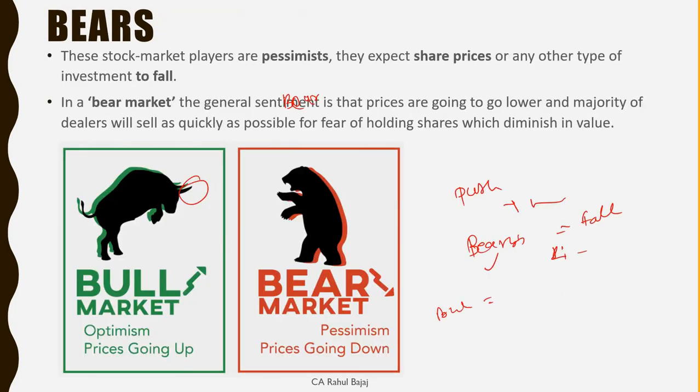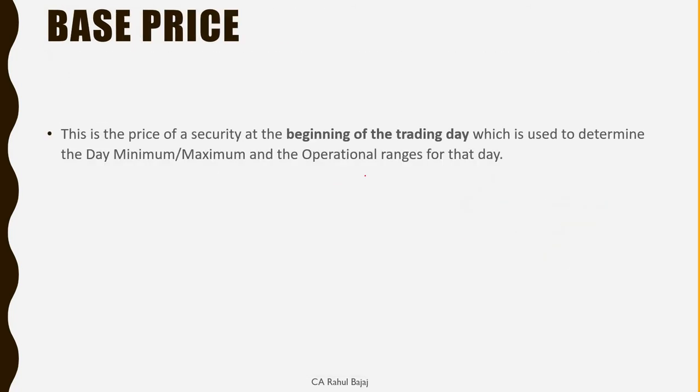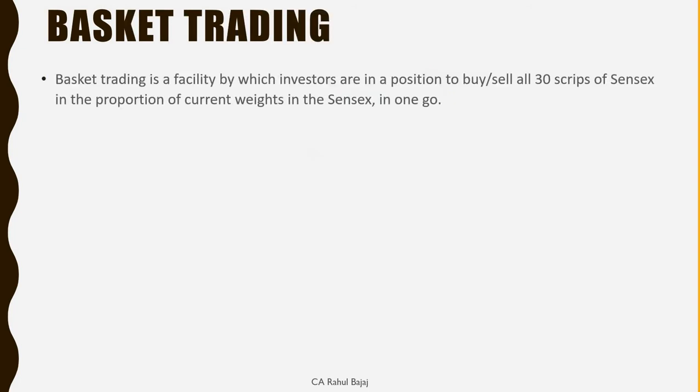Next concept is base price. So what is base price? The price at the beginning of trading day. So that is simple base price. Any given working day, if the price of a particular stock, say Reliance Industry, is 2200 at the beginning of the day, then that becomes base price for the day.